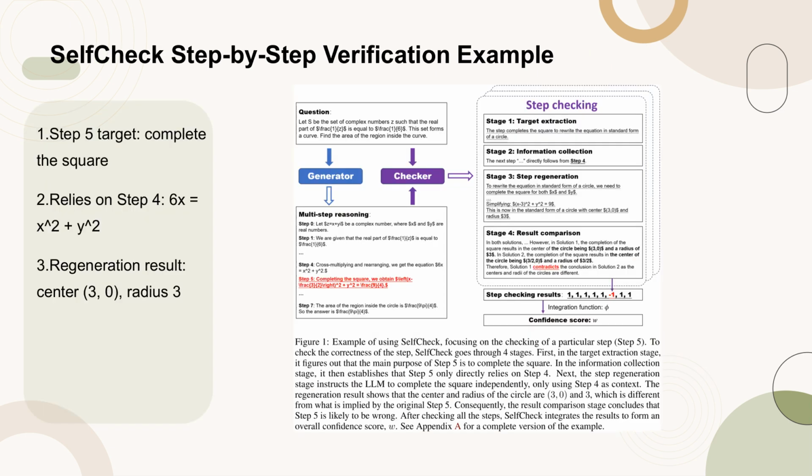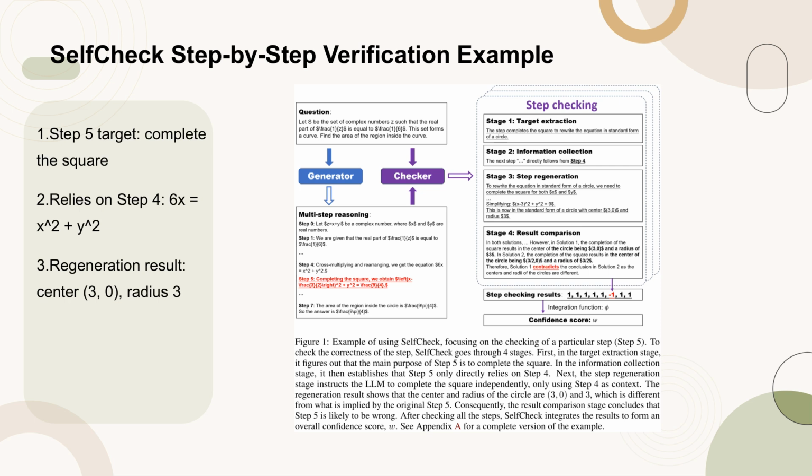Figure 1 illustrates an example of using SelfCheck to verify a specific step in a reasoning chain, focusing on step 5. The process involves 4 stages: target extraction, information collection, step regeneration, and result comparison. In the target extraction stage, SelfCheck identifies that step 5 aims to complete the square. The information collection stage confirms that step 5 directly relies on step 4.